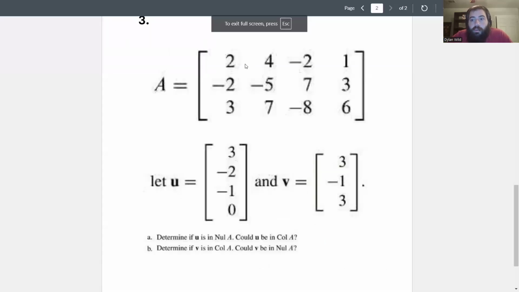Or rather, in another way to think of it, when I'm thinking of the dimensions of my column space, these are my columns going down. So I have 2, -2, 3. I have 4, -5, 7. I have -2, 7, -8, 1, 3, and 6. Now, I'm not reading horizontally, I'm reading vertically, and each one of those goes down a total of 3, which is why we're talking about the mth dimension.